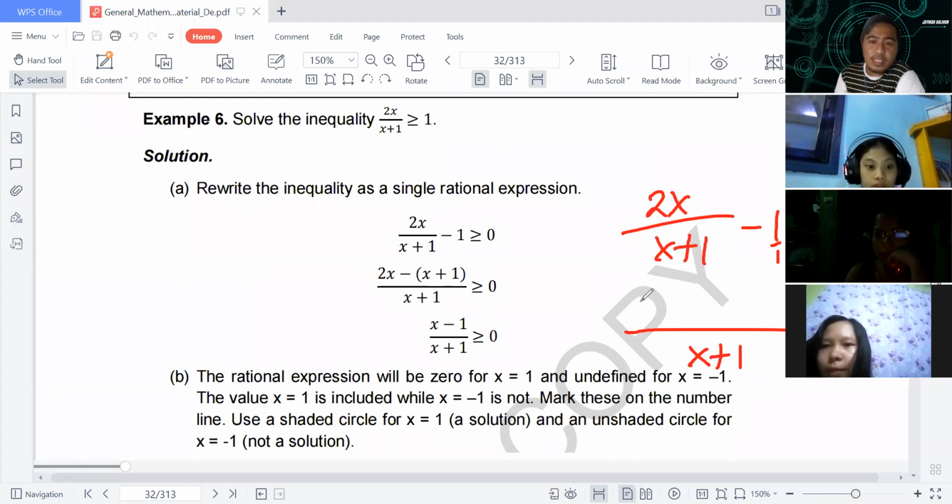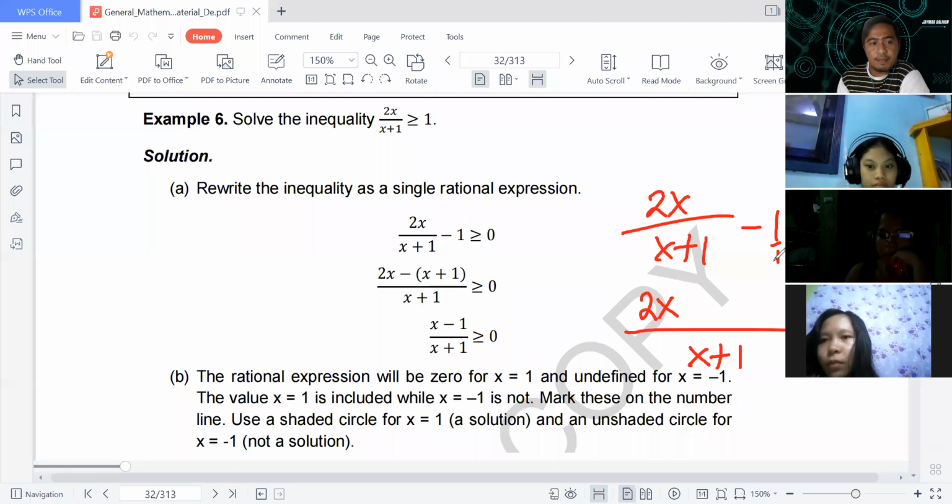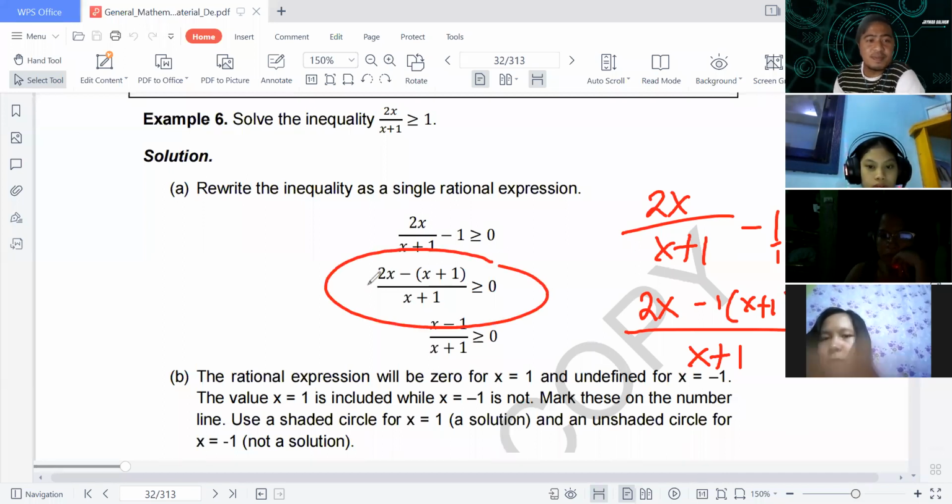1 times 2x is 2x. Next, LCD divided by 1 is x plus 1, because any number divided by 1 is the same as the number. So x plus 1 divided by 1 is x plus 1. Times the numerator, so it becomes negative 1 times x plus 1. Got it? That is this portion. Do you see it? Yes, sir. Okay. Is this part clear?